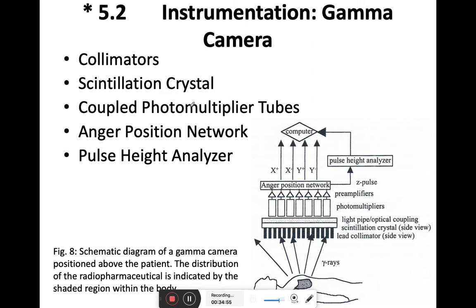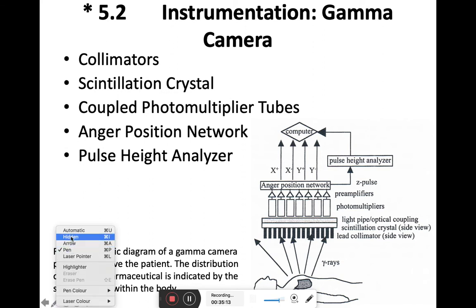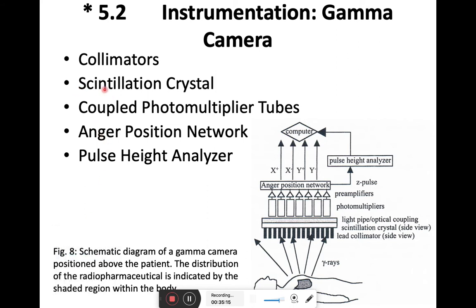We're going to move into the instrumentation of the gamma ray. Just now we looked at the overall view of the instrumentation setup for NMI. You know that we have the collimator, the scintillation crystal, coupled photomultiplier tubes, the angle position network, which is not shown in figure 1 just now, and another one is the pulse height analyzer. So we're going to discuss a little more detail on this.